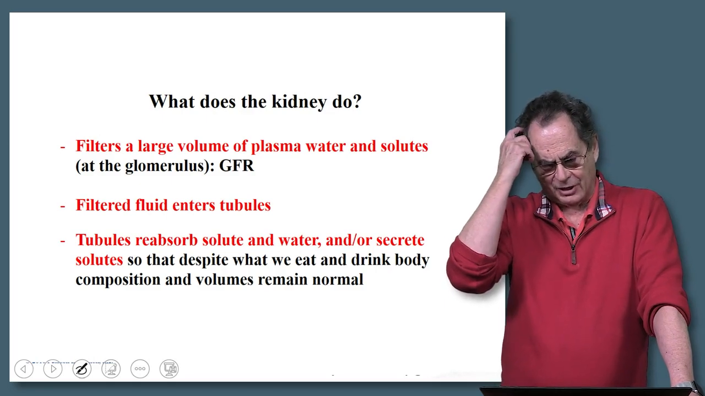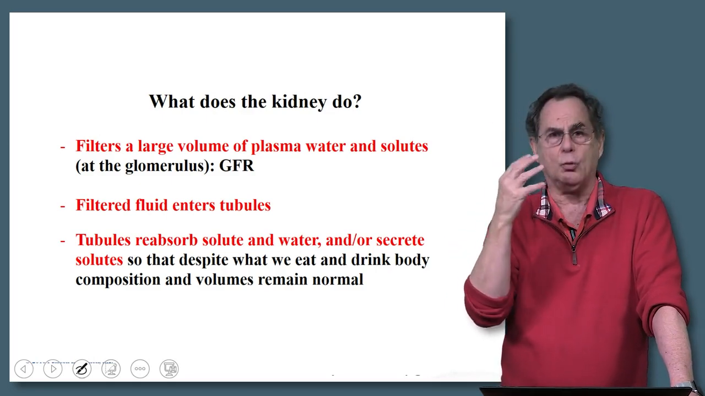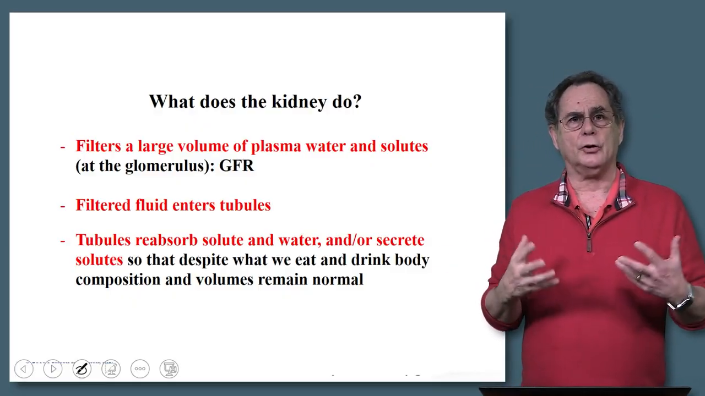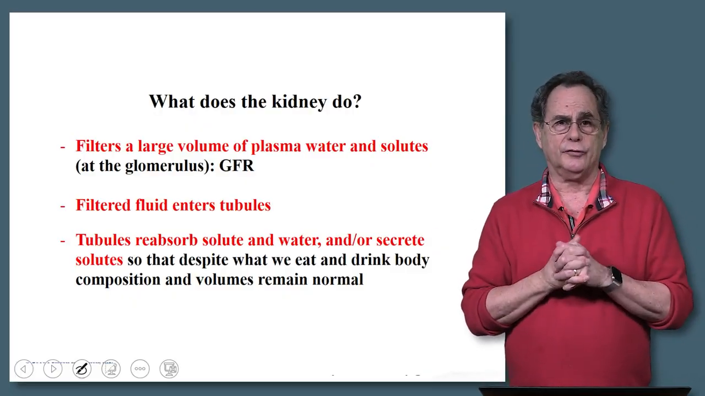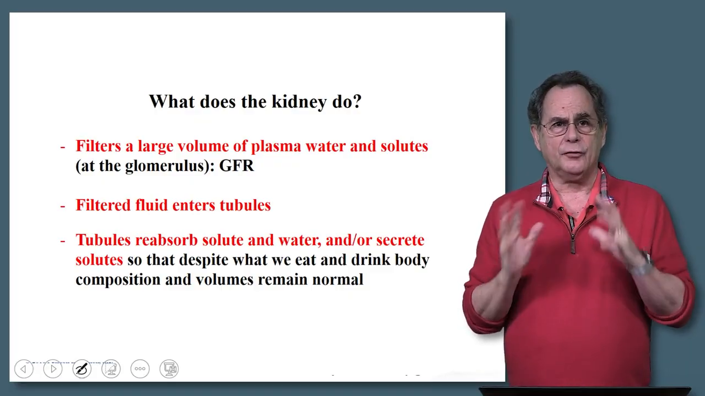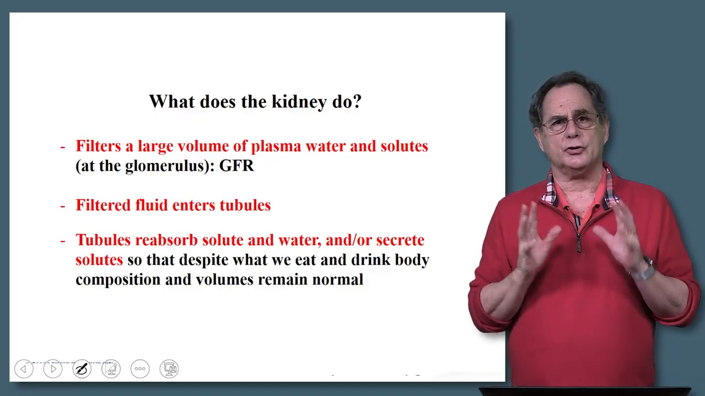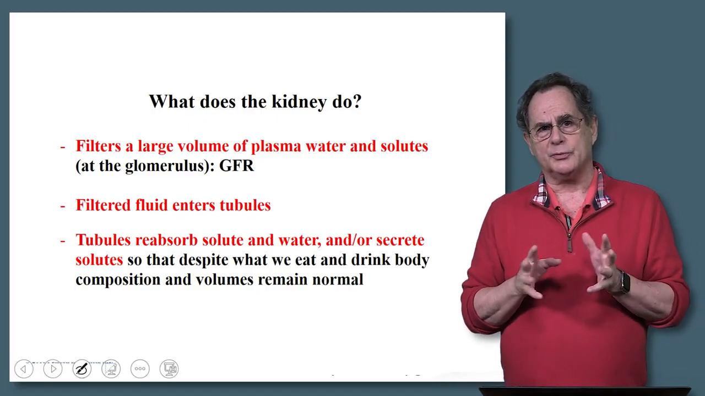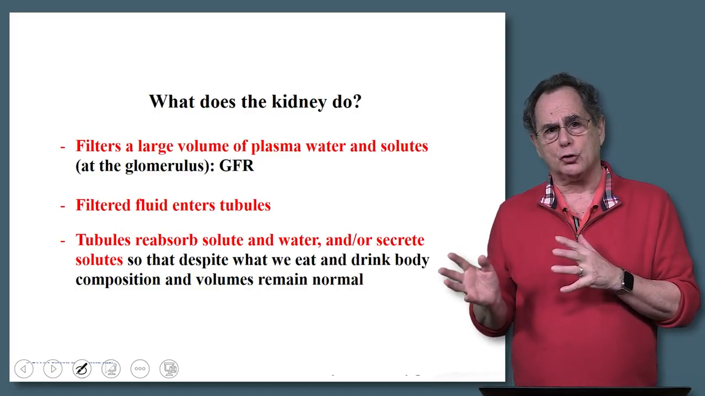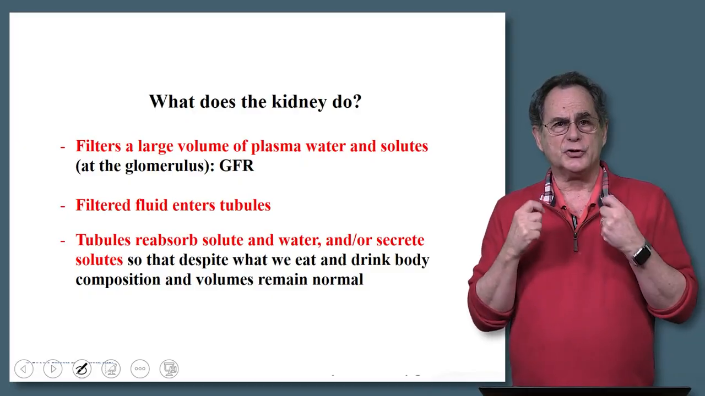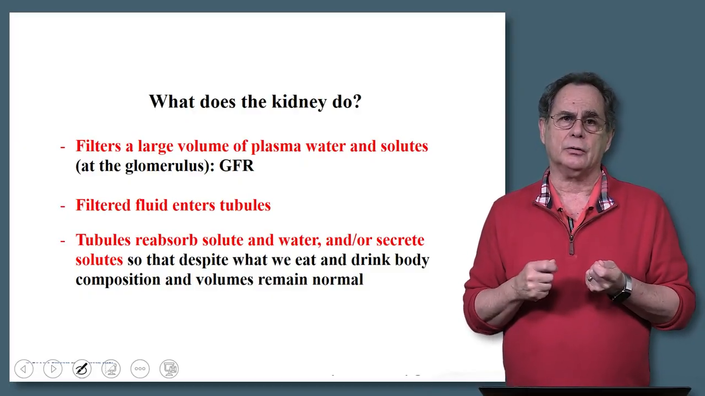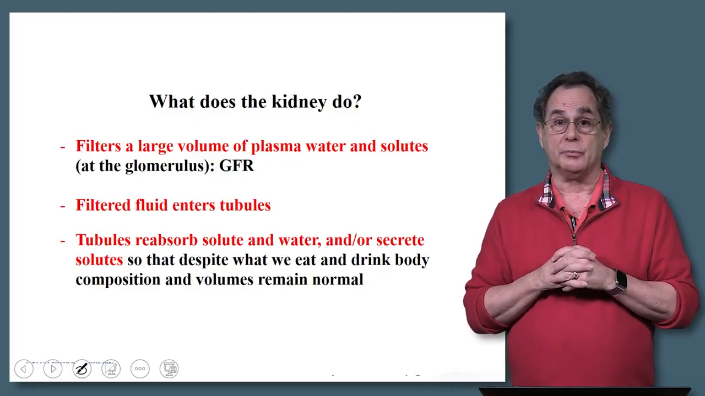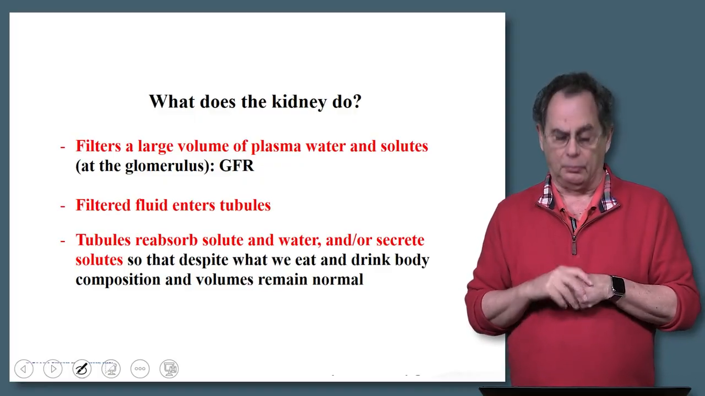So if we think about it in sort of simple terms, what does the kidney do? Well, it filters a large volume of plasma, water, and solutes. That's the glomerular ultrafiltrate, the GFR. And the filtered fluid then enters the kidney tubule lumen. And the tubules reabsorb solute and water and/or secrete solutes so that despite what we eat and drink, body composition and body fluid volumes remain relatively normal.